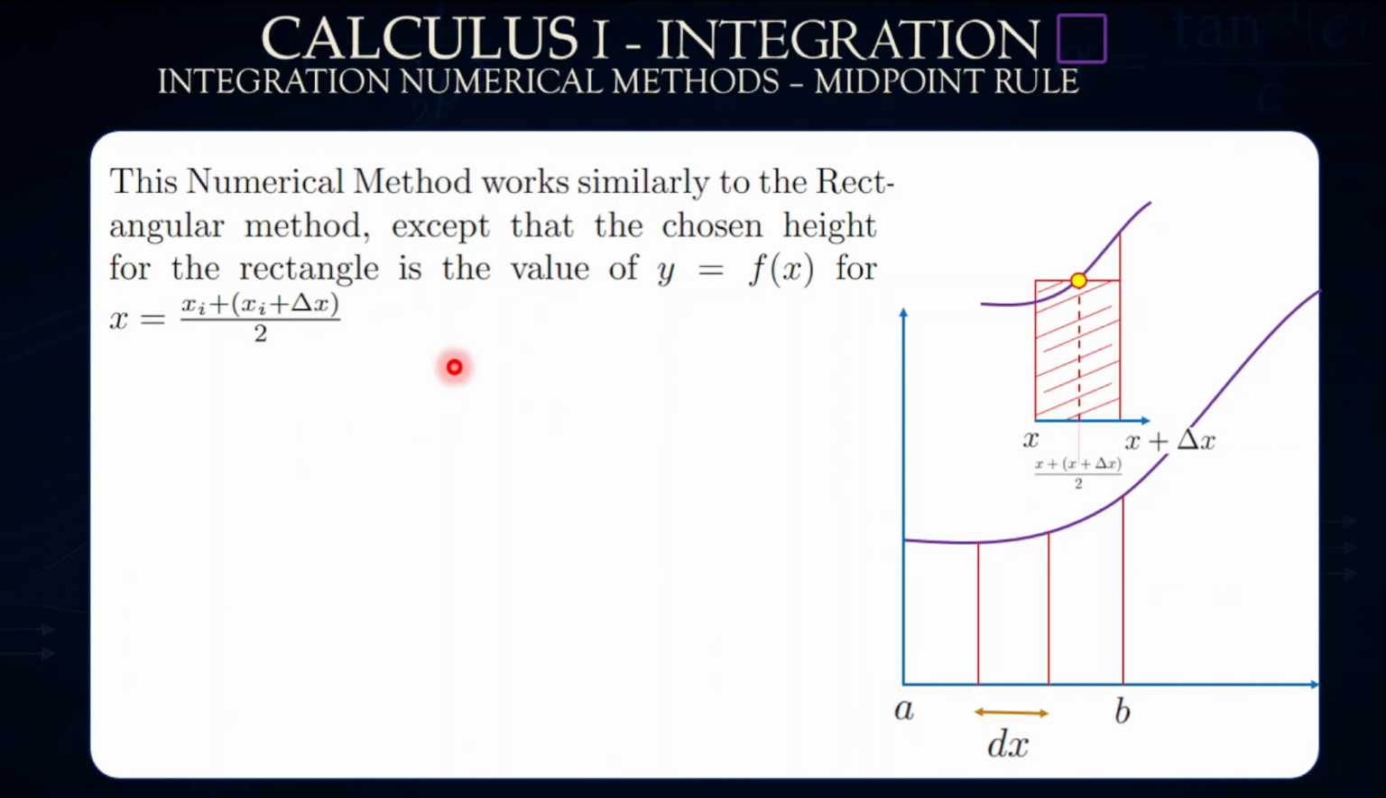Another method for numerical integration is the midpoint rule. This numerical method works similarly to the rectangular method, straight rectangle, except that the chosen height for that rectangle is actually the value of y equal f(x) for the midpoint, or for x equal to (xi plus xi plus delta x) divided by 2. To give you a preview on how it works, let's say this is a slice from this curve. The height for the rectangle chosen is the value of f for x in the middle of this interval, which is x plus delta x divided by 2.